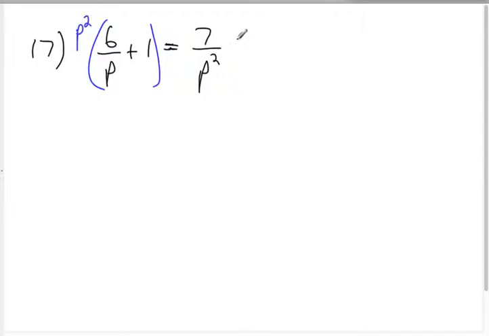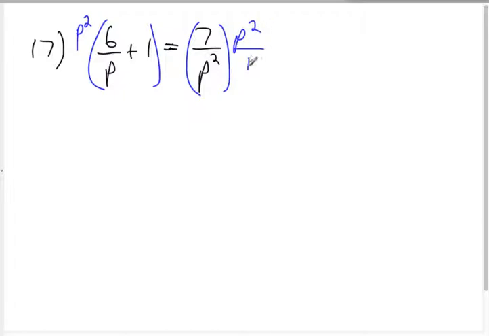17. 6 over p plus 1 equals 7 over p squared. Now, unlike the last problem, there are two fractions in here, but this plus 1 makes it so we cannot use cross products, so it's going to be a little more complicated, but nothing too serious. Again, we could find a common denominator and use it to add these fractions, but I prefer to get rid of the fractions. P squared is the common denominator, so we're going to multiply everything by p squared.